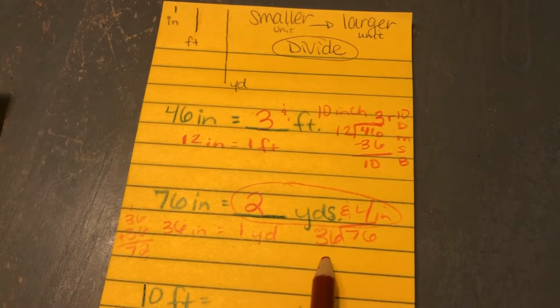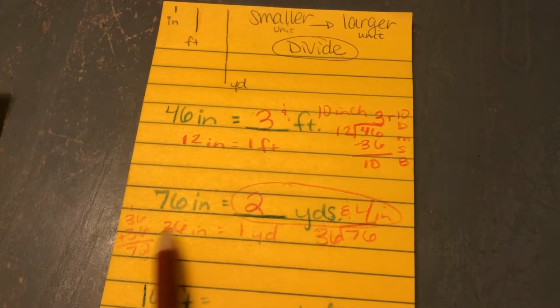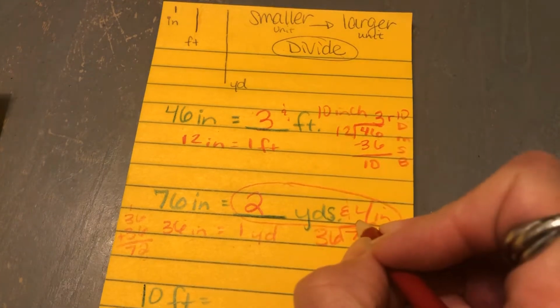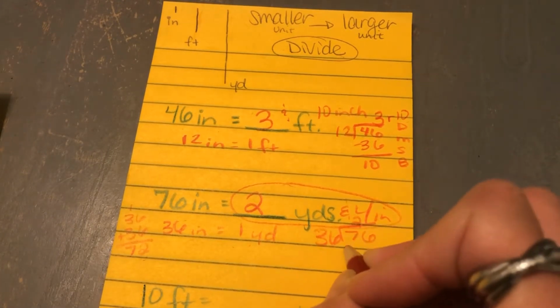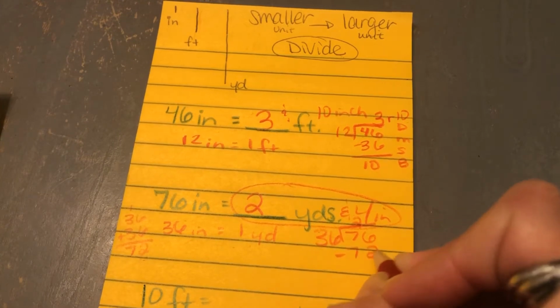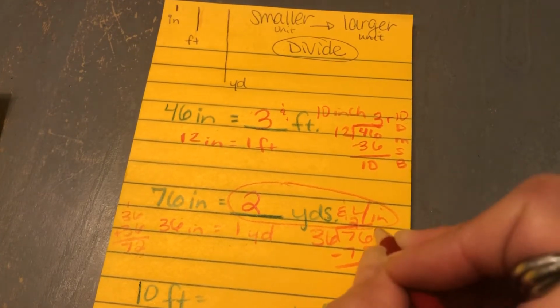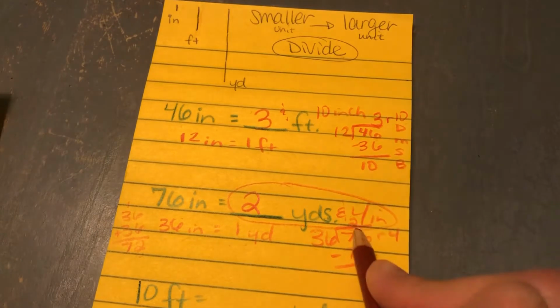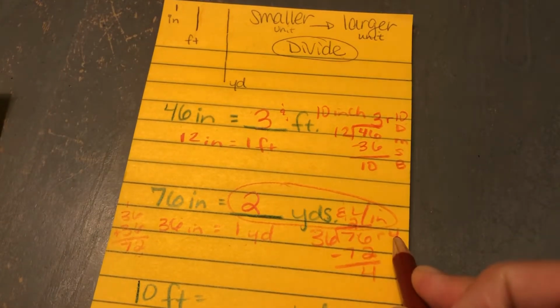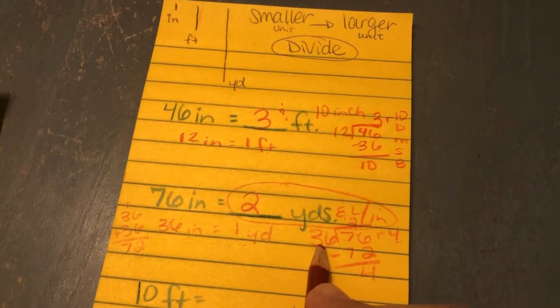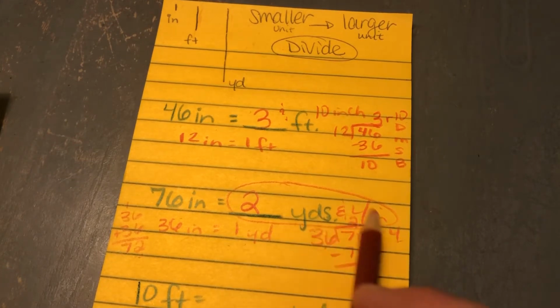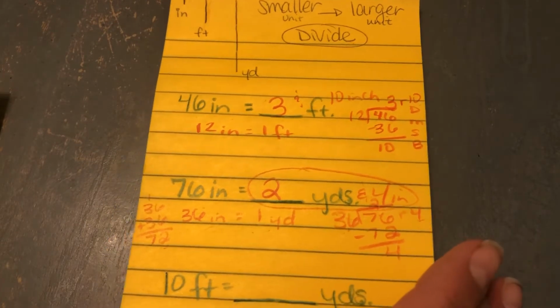And if I go over here, 36 times 2, I know now is 72. So if I were to put a 2 up here and subtract 72, I would have 4 as my remainder. So 2 yards and then 4 inches remaining. I can't quite make another 36 inches for another yard. Okay, so there's an example for that.